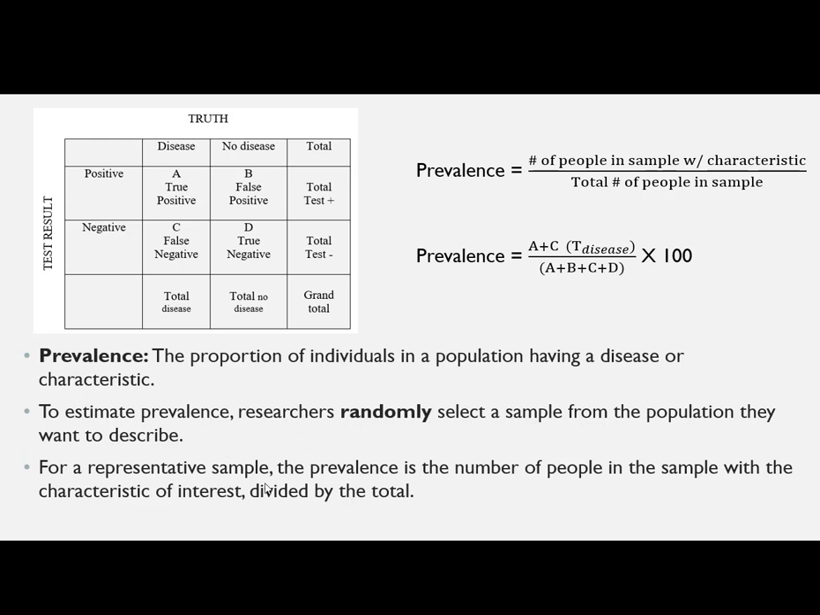So for a representative sample, the prevalence is the number of people in the sample with the characteristic of interest divided by the total, the grand total. So let's look. The number of people in the sample with the characteristic divided by the total number of people in the sample. So what is this? This is A plus C. So this cell, the true positives, and the false negatives divided by the grand total. So A plus C, the total of disease, divided by the grand total, multiplied by 100.